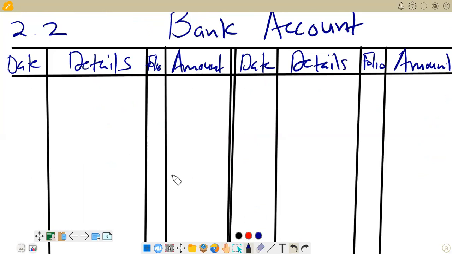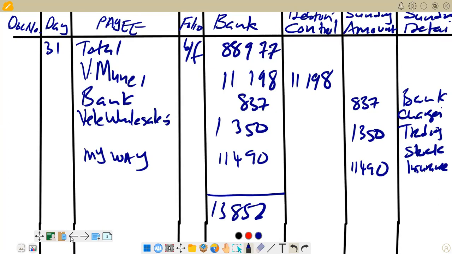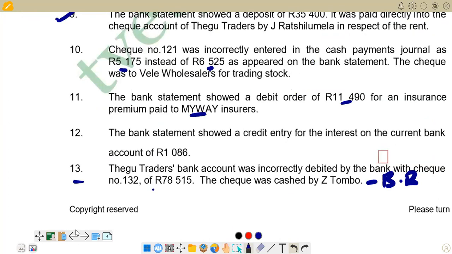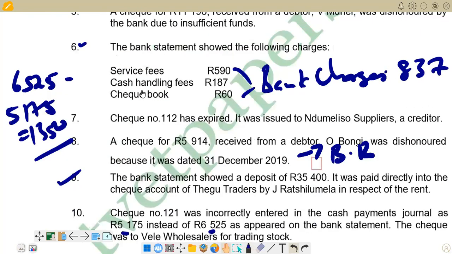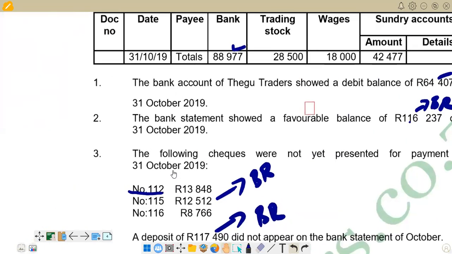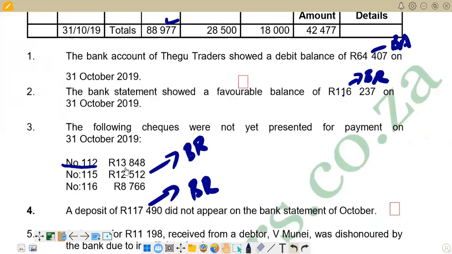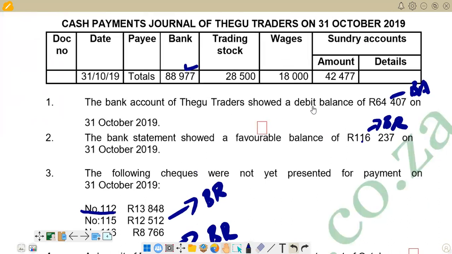So on the bank account, we are going to look at the opening balance of that bank account. Remember, in the question, we have got an opening balance of the bank account. You can go and check what we have in terms of the opening balance there. We are given opening balances at the beginning of the question. At item 1, the bank account of Tego Traders showed a debit balance of 64,407. So this is going to be our opening balance, 64,407. So we come back here and put that balance.